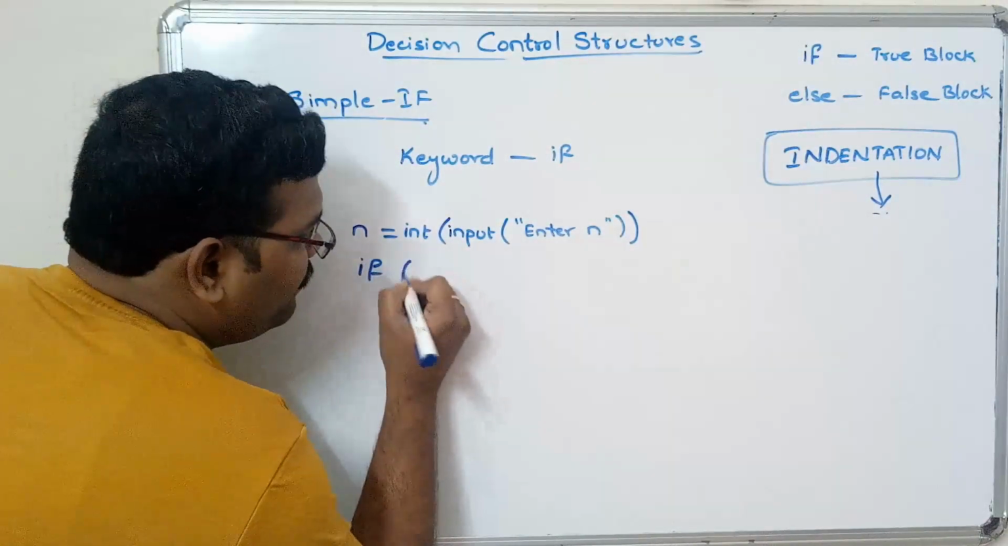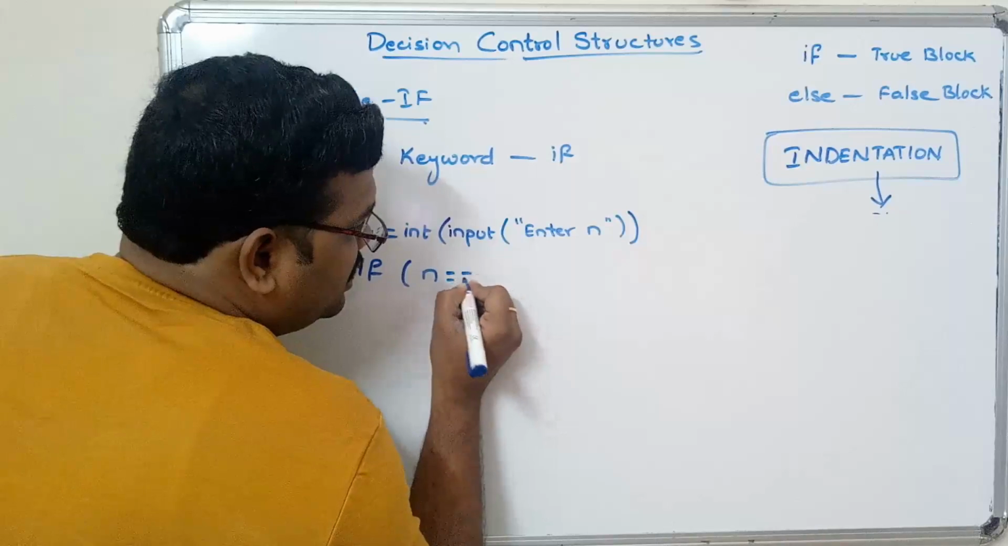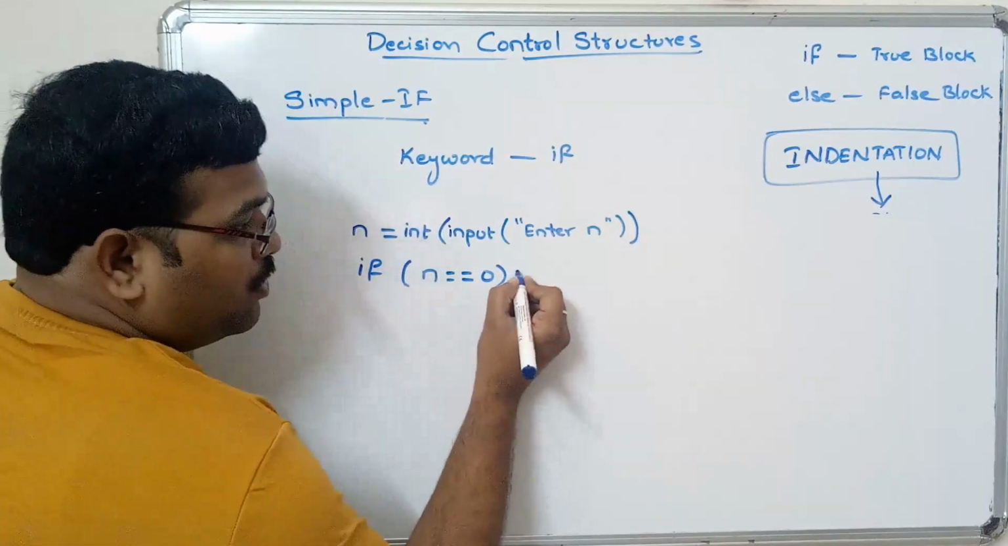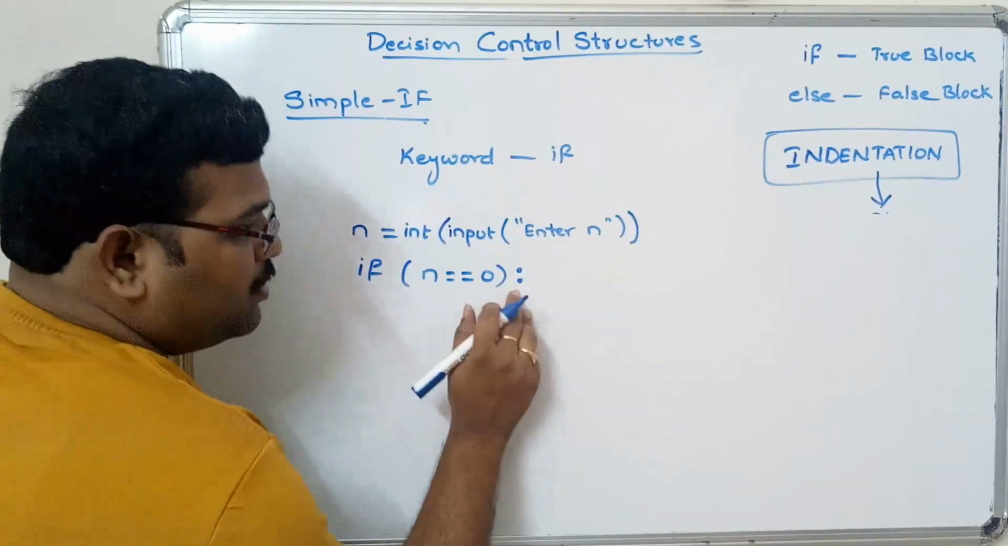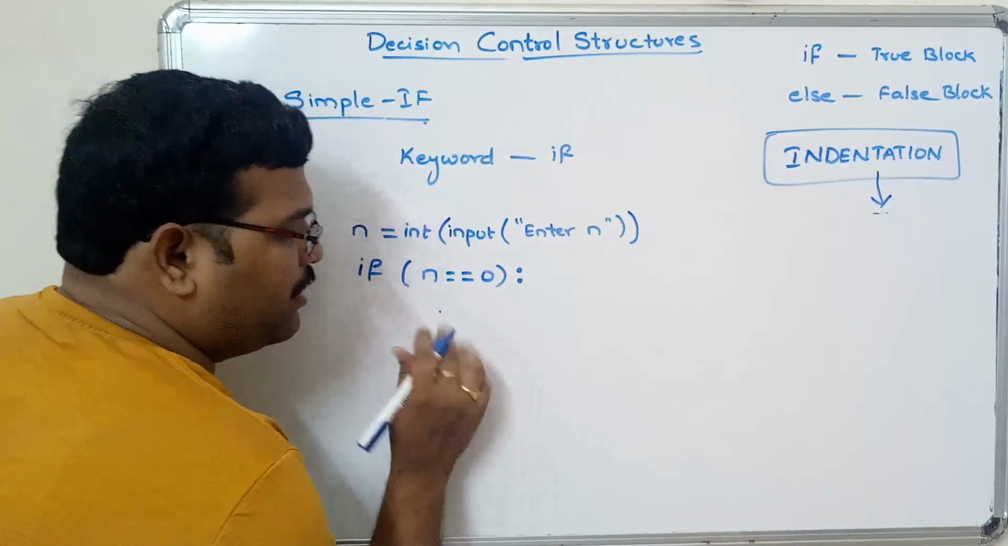So if n is equal to 0, colon. This is very important. If you include this colon, automatically the cursor will start from here.